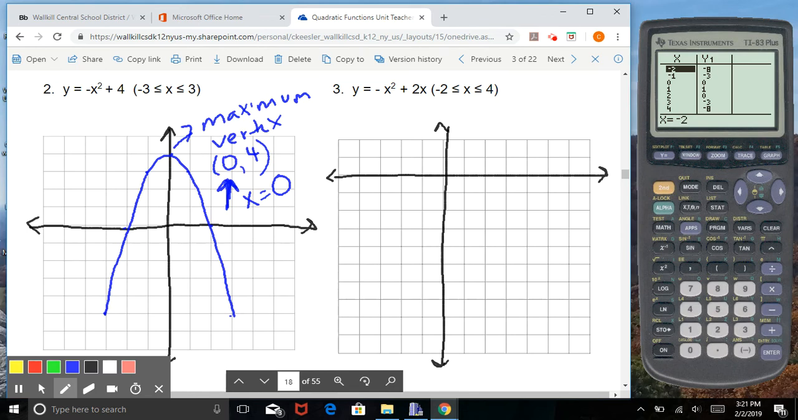So we have -2, -8. Then -1, -3. Then 0, 0. Then 1, 1. Then 2, 0. You can see we're going back down, so we already passed the turning point. 3, -3. And 4, -8. Again, only graphing point to point because I gave you a domain to graph it over.